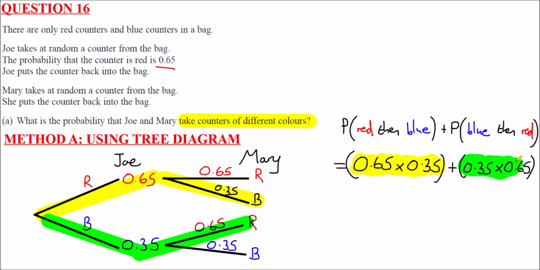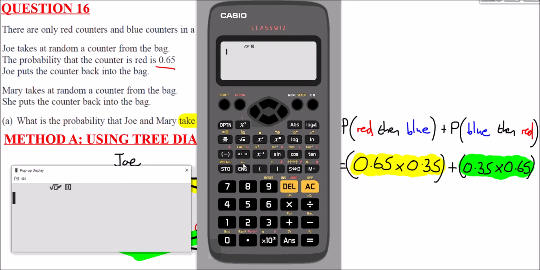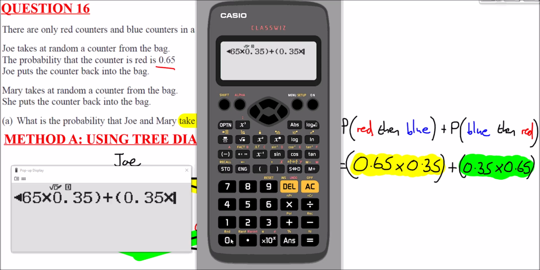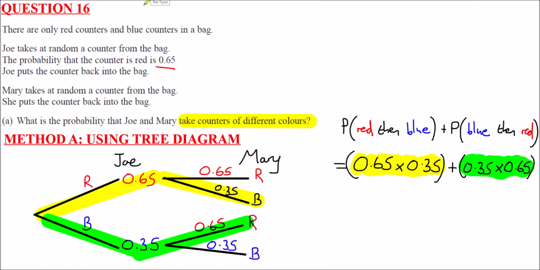So now we've got this, all it remains for us to do is to calculate this with our calculators. So get your calculators in hand. By calculator, I do mean calculator, not your mobile phone. Don't use a smartphone as a shortcut. Get used to using your exam grade calculator. So here, we're going to do 0.65 multiplied by 0.35, and then add on 0.35 multiplied by 0.65. And we get here 0.455. So that's our final result, 0.455.